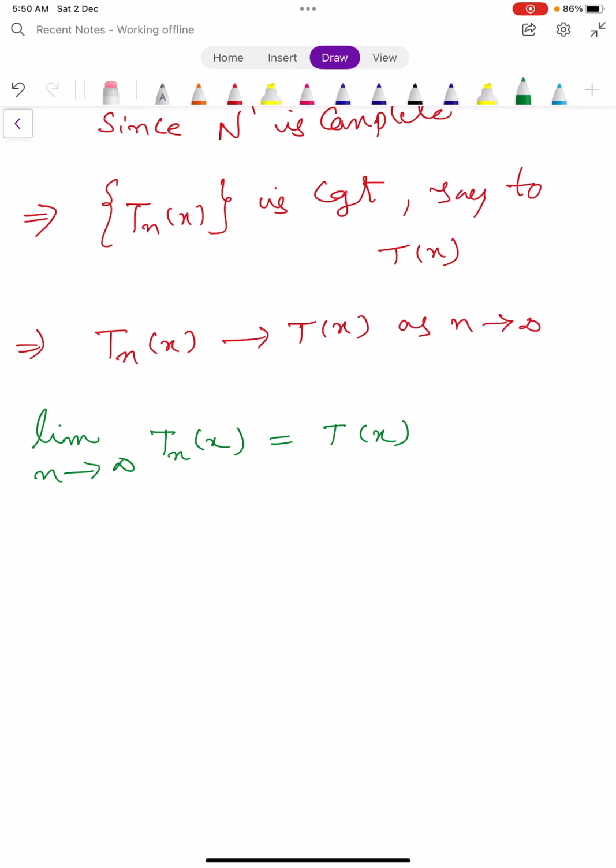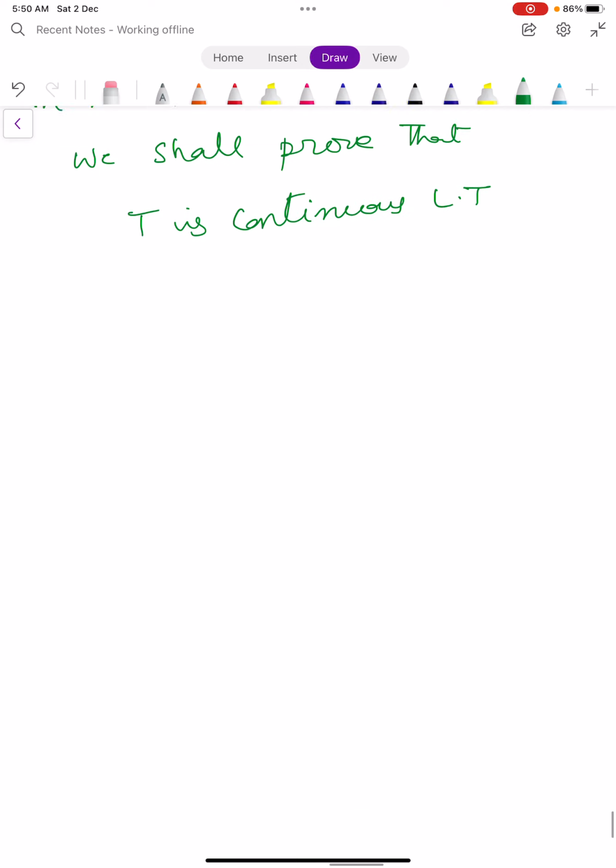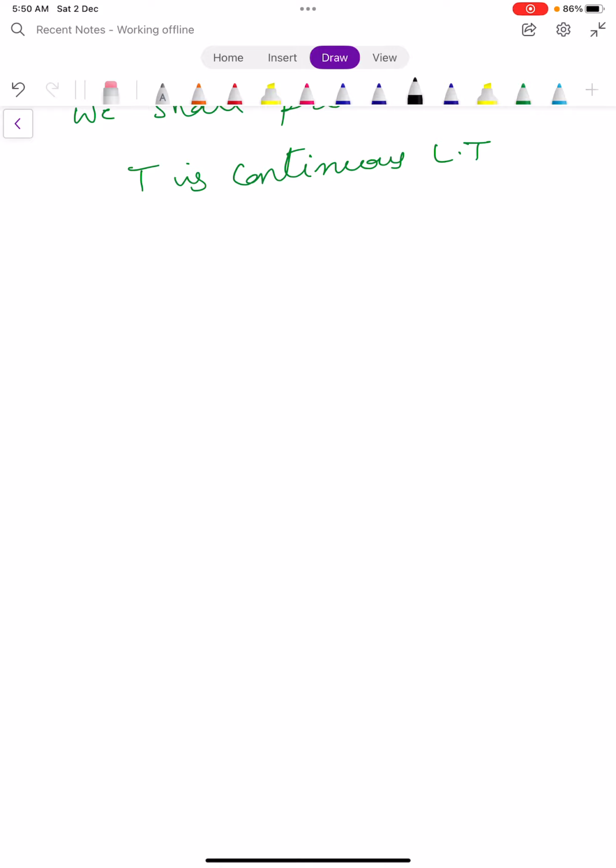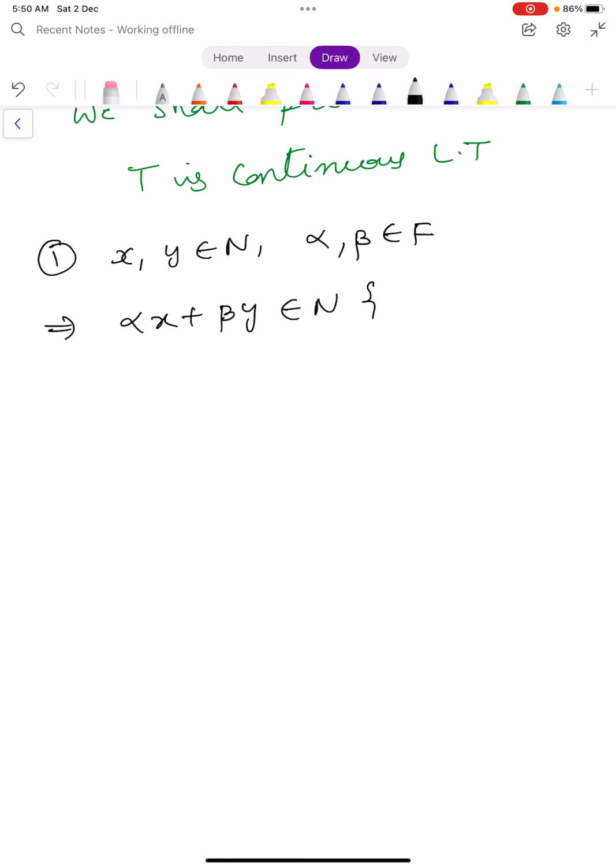Now we shall prove that capital T is a continuous linear transformation. So we start with the very basics. First we show that it is a linear transformation. Let x, y belong to capital N, and alpha, beta belong to the field capital F. Obviously alpha x plus beta y belongs to capital N, because N is a linear space.